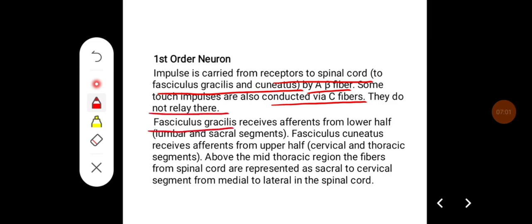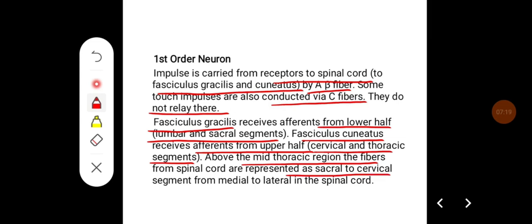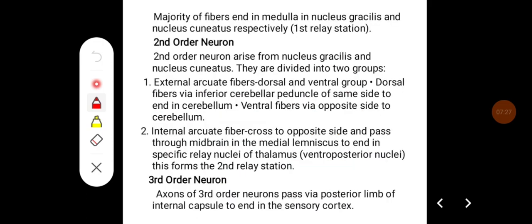Fasciculus gracilis receives afferents from the lower half, that is lumbar and sacral segments. Fasciculus cuneatus receives afferents from the upper half, that is cervical and thoracic segments. Above the mid-thoracic region, fibers from the spinal cord are represented as sacral to cervical segments from medial to lateral in the spinal cord. The majority of the fibers end in the medulla, in the nucleus gracilis and nucleus cuneatus respectively, where they have the first relay station.